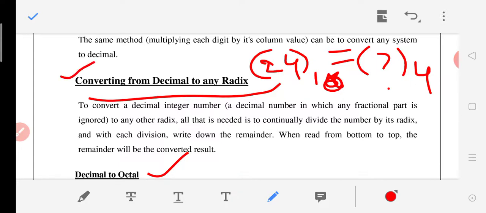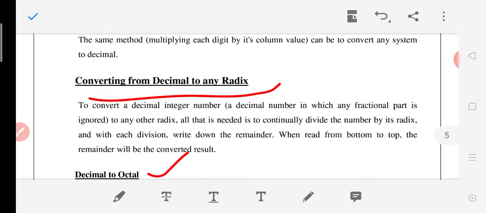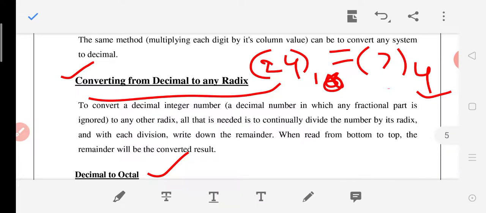We have a simple concept: just divide 24 by 4 and take the remainders from bottom to top. That is the base 4 equivalent of this decimal number. Sometimes they ask about base 5, base 7, base 19, whatever they wish, to confuse the students. So don't get confused. I hope you understand this concept very well.